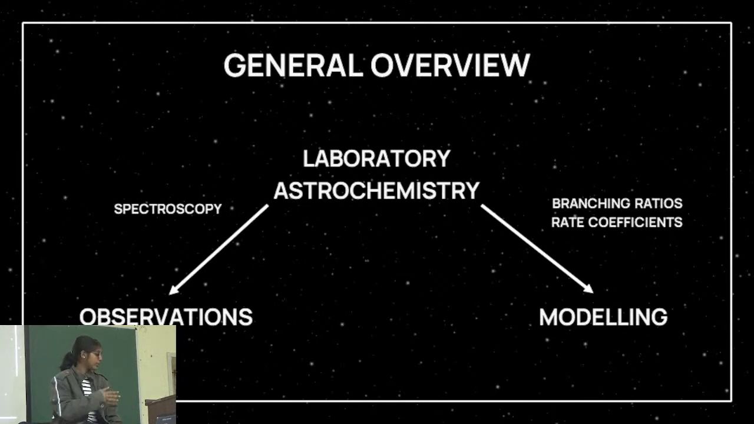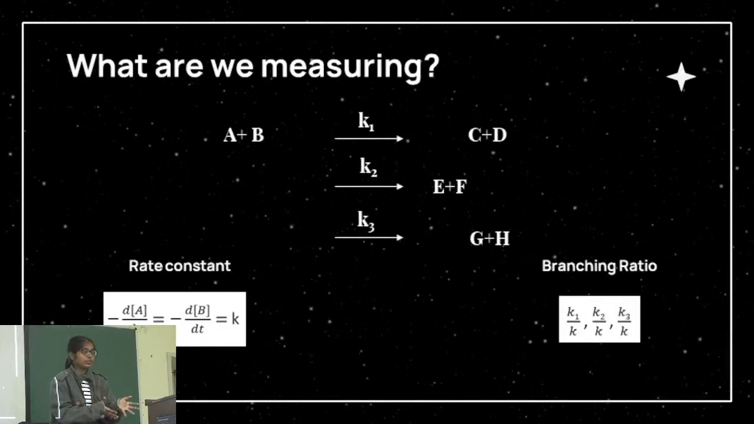What we are concerned with are branching ratios and rate constants, because we want to measure the kinetics of the event. So what are branching ratios and what are rate constants? I think everybody knows what a rate coefficient is here. A branching ratio is when you have a reaction, say A plus B, and you can have multiple pathways that you go down.